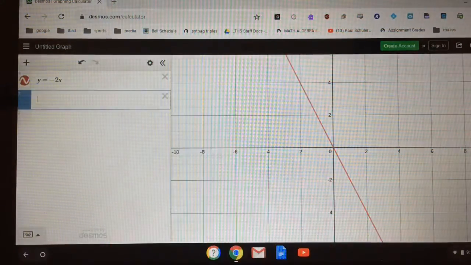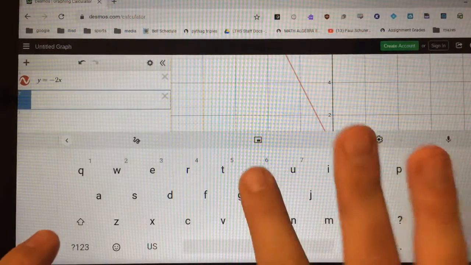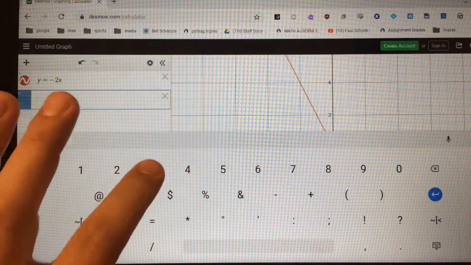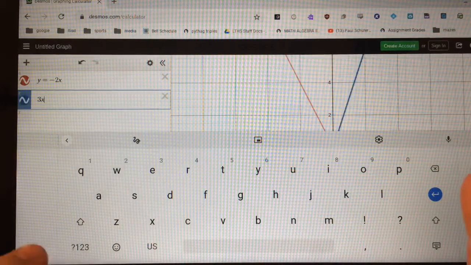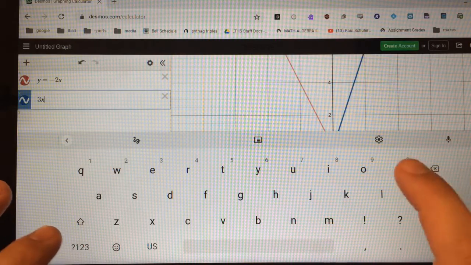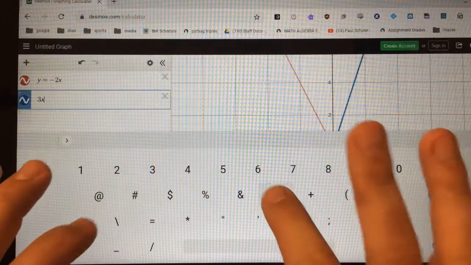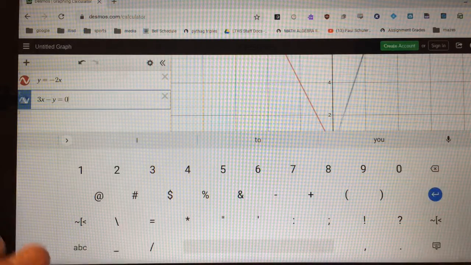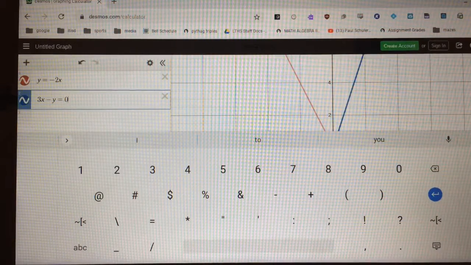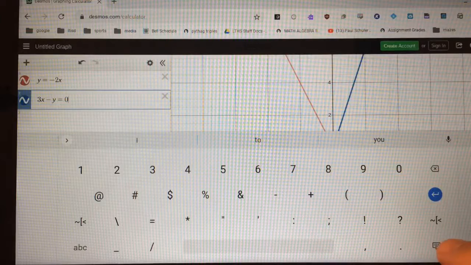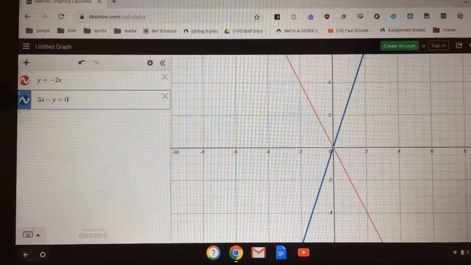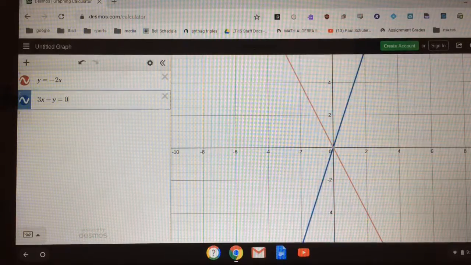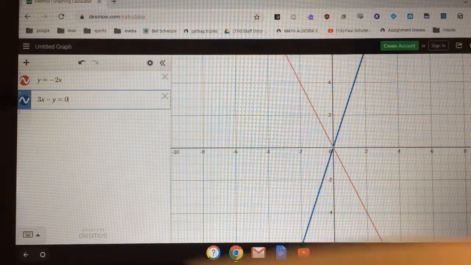So I'm going to do a new expression, and go ahead and type this in. You just type it in exactly how it looks. All right? 3x minus y equals 0. And let's hide the little thing here. And there we go. So, does it pass through the origin? Yes. And is it linear? Yeah, so this one has direct variation also.